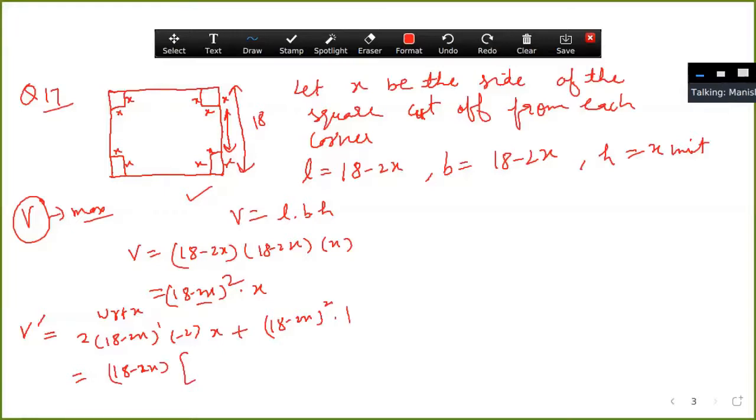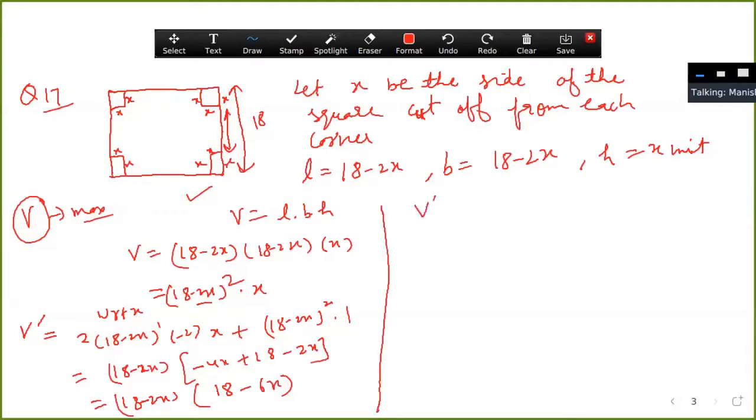18 minus 2x will be common, and here you are left with minus 4x plus 18 minus 2x, but you are getting 18 minus 2x, it is a minus sign, and this becomes 18 minus 6x. These are the factors which you get. Now put V dash equal to 0. V dash equal to 0 means 18 minus 2x and 18 minus 6x equal to 0. What will this give? x is equal to 9 and x is equal to 3.